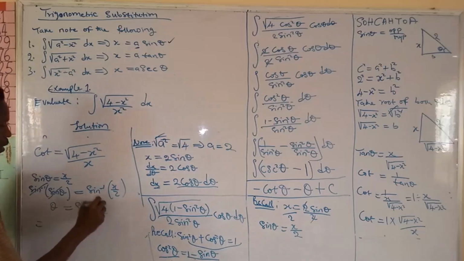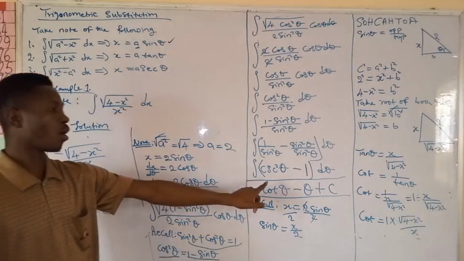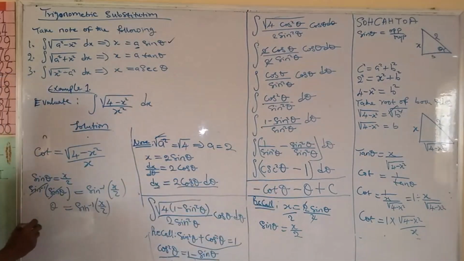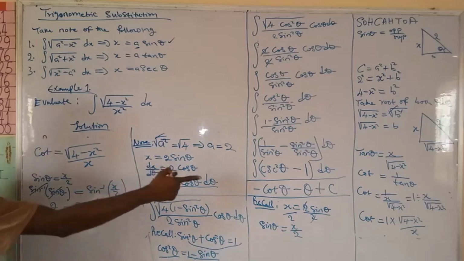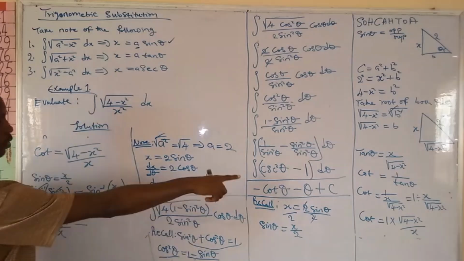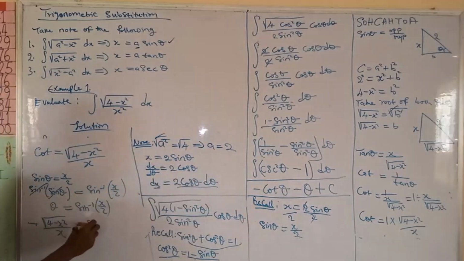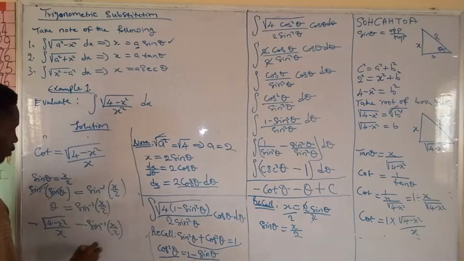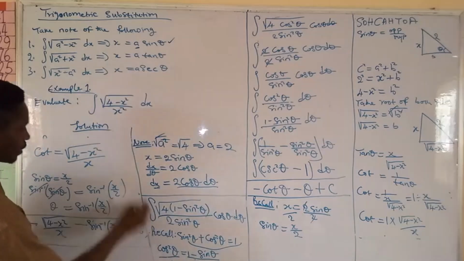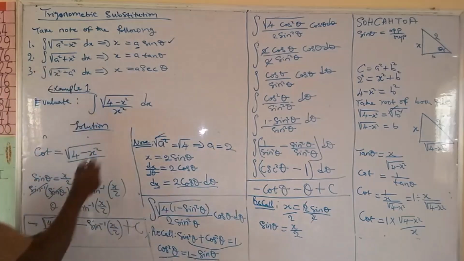Therefore, our integration becomes minus cot, which is what? The root of 4 minus x squared over x, minus theta, which is what? Sine inverse of x over 2, plus c. This is our answer for this question.